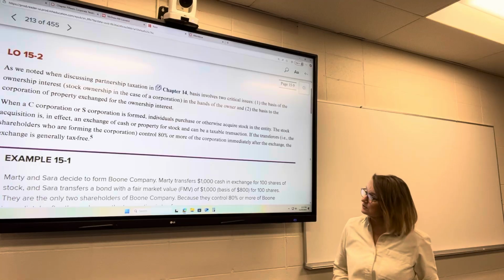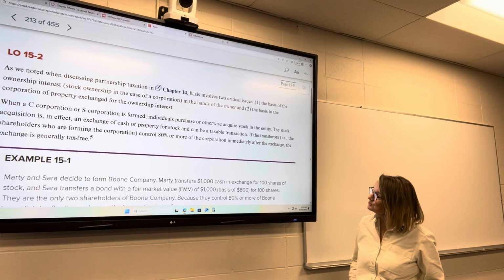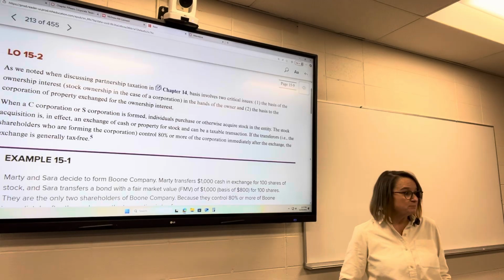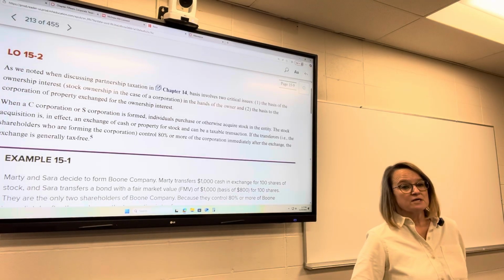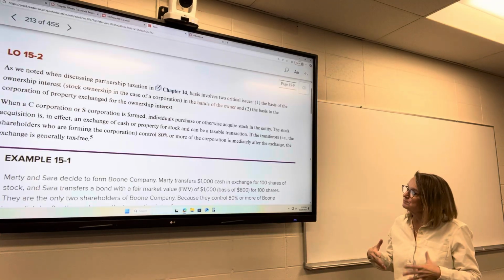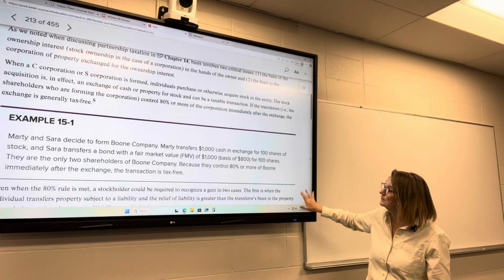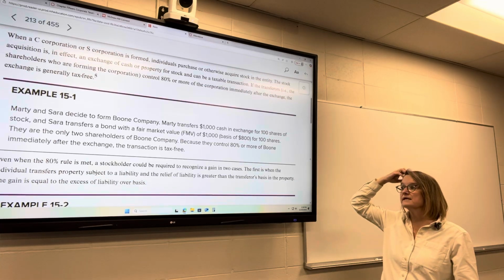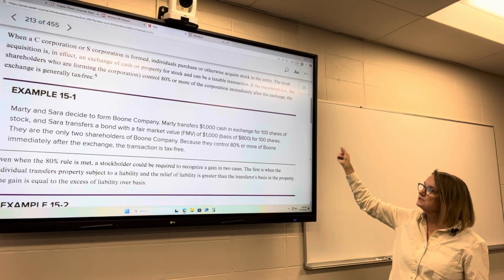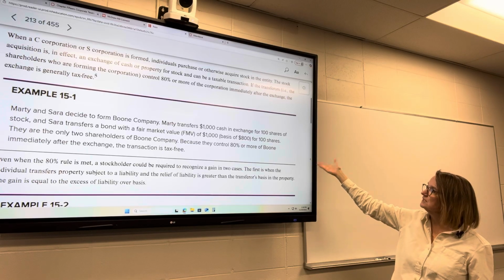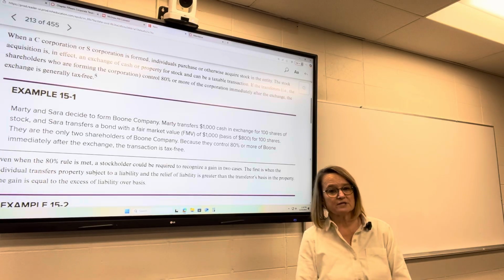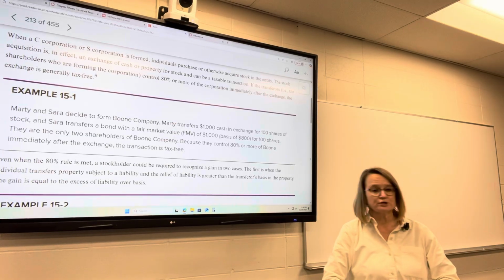If the transferors control 80% or more of the corporation immediately after the exchange, generally speaking, the exchange is tax-free. So as long as the shareholders control 80% or more of the corporation. So here's an example. We've got Marty and Sarah. They're forming a company, Boone Company. Marty is transferring $1,000 of cash in exchange for 100 shares of stock. So he's giving the corporation $1,000, and in exchange, he's getting 100 shares of stock.